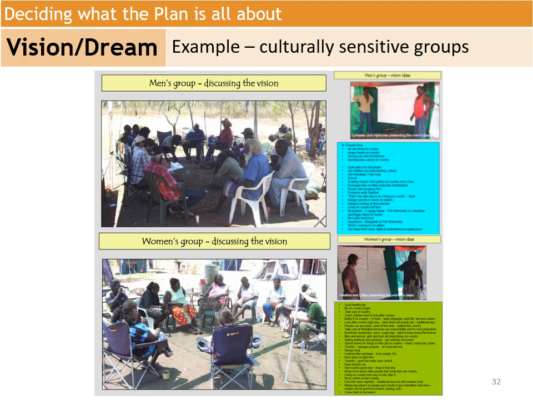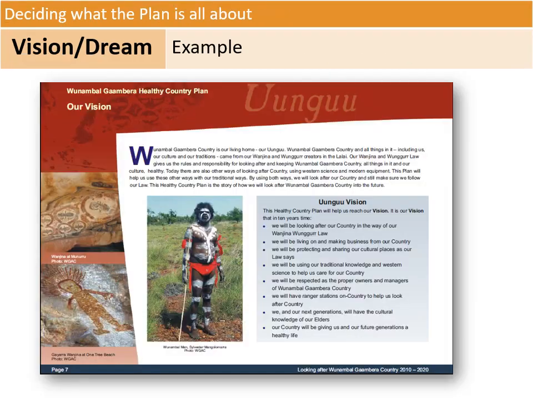So in this case, a plan in Northern Australia, they came up with this vision, which was about their healthy country plan. It talks about how they'll be looking after their country, their lands, in the way of their law, their traditional law, that they'll be living on their country and so on. So this was their vision. This is what they wanted to achieve and to see in the life of their plan.